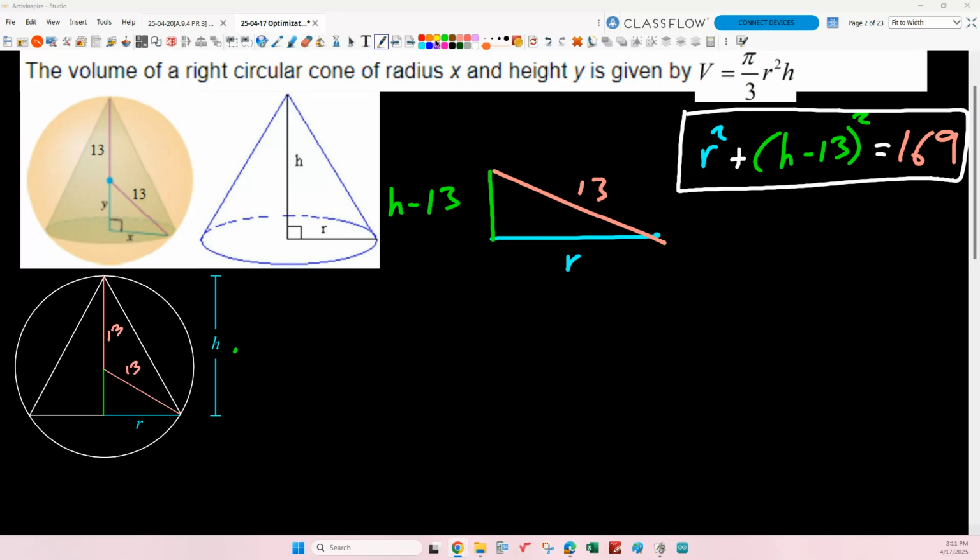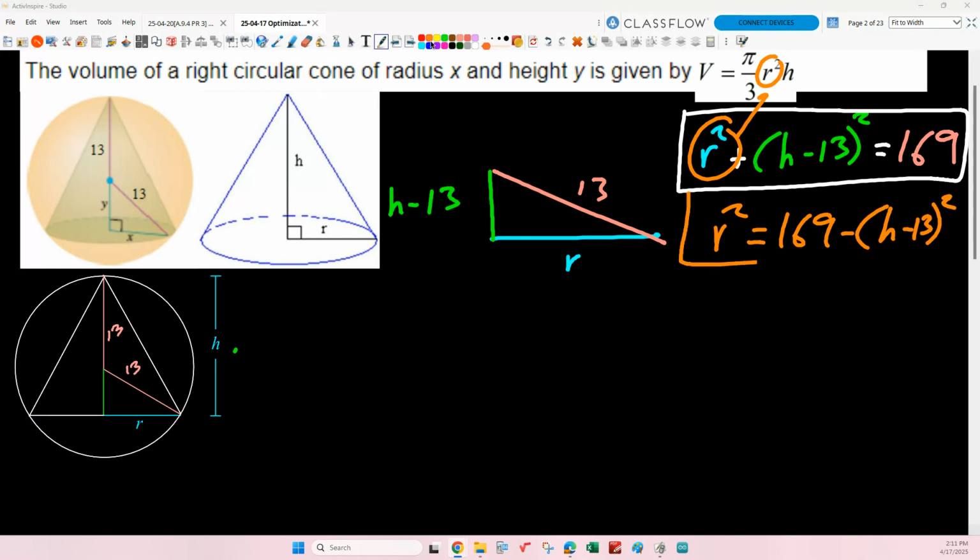Okay, so here's what I wanted you to see. Look, that's the same as that. So just make that substitution. There's no reason to involve a square root in this and solve for r, right? We're just going to solve for r squared. What's r squared equal to? 169 minus (h minus 13) squared. Right. That's what we'll substitute.